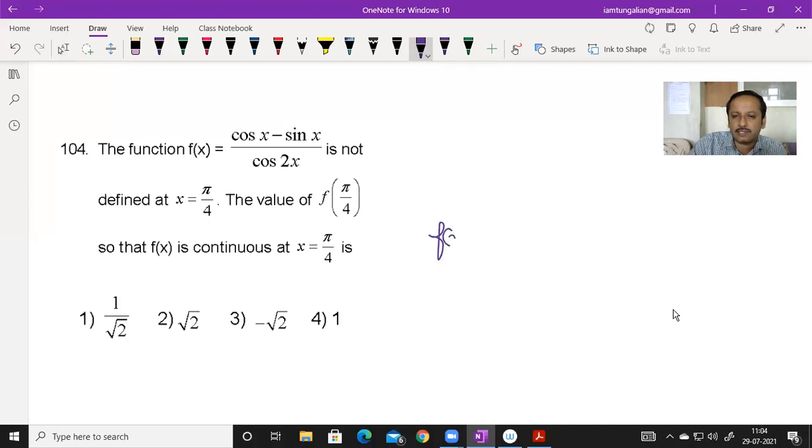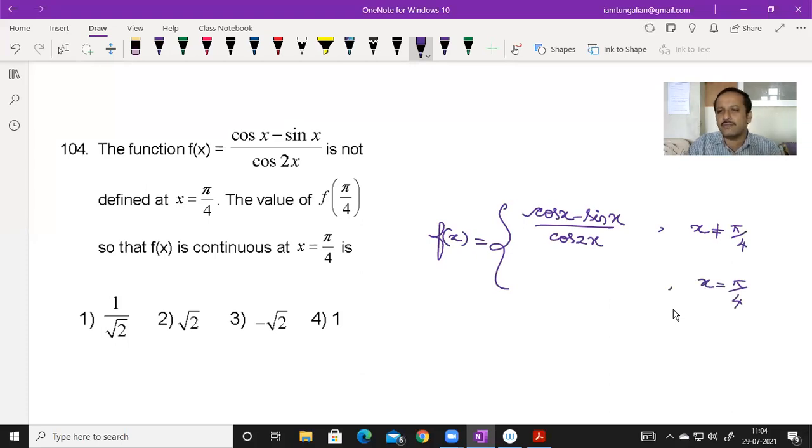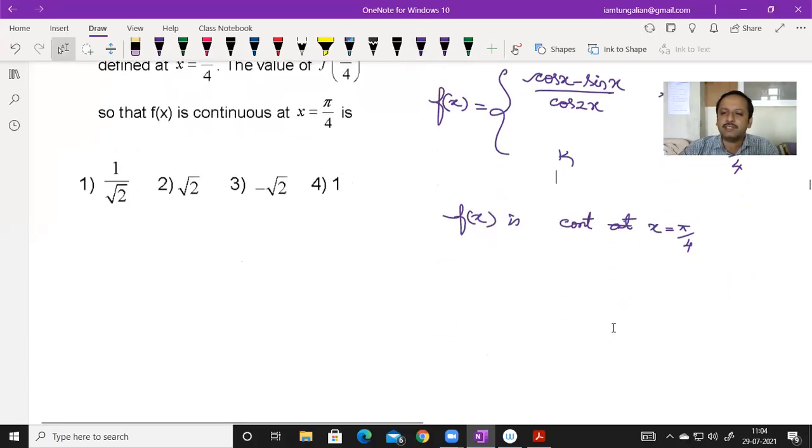So they have defined f of x as (cos x minus sin x) divided by cos 2x when x is not equal to pi by 4. At x equal to pi by 4, they have not defined anything. Now you have to find a value here such that f of x is continuous at x equal to pi by 4. I'll take this as k.